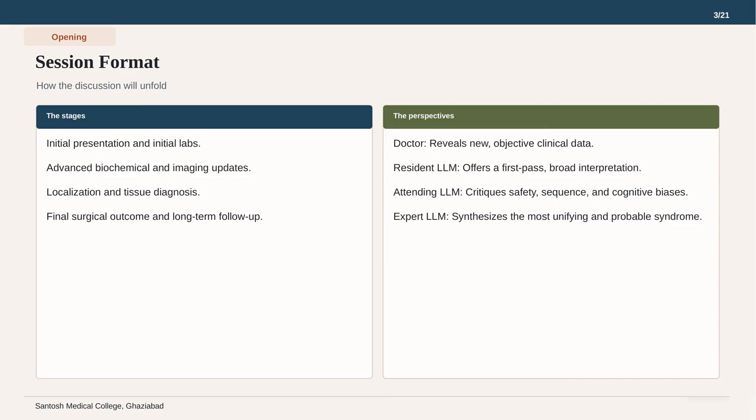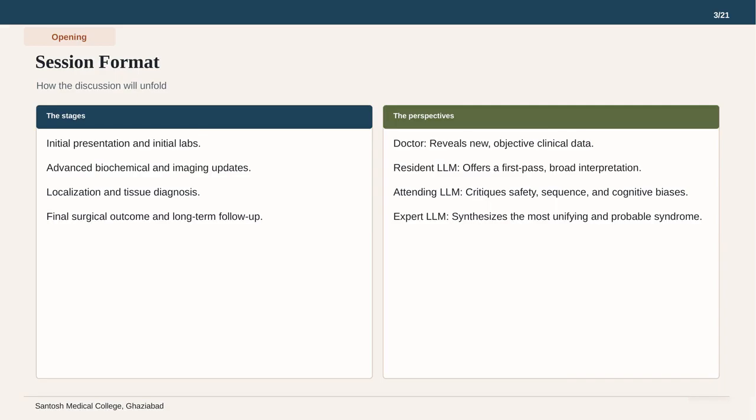This slide outlines how our discussion will unfold, showing both the stages of the case and the different perspectives we will hear. On the left, you can see the 4 stages, starting with the initial presentation and concluding with the surgical outcome and long-term follow-up. On the right, the perspectives box explains the roles of our contributors.